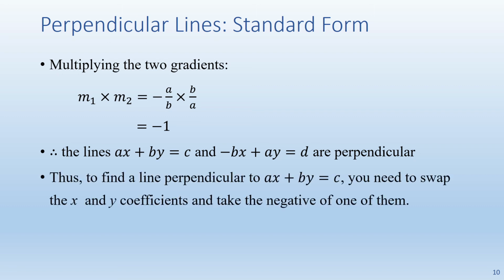So we can see that to find a line that's perpendicular to a given line in this standard form, we need to swap the a's and the b's around and change the sign of one of them.